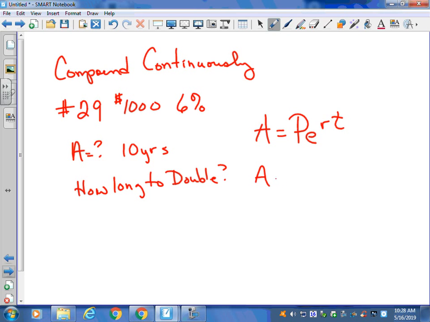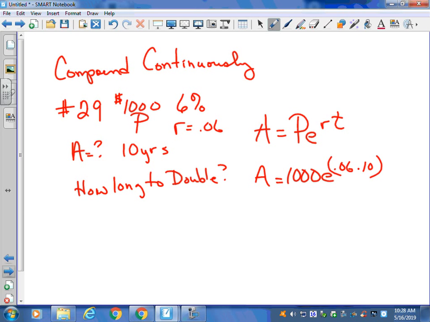So to begin with, I have $1,000 for P, because this is how much money I started with. That has to be P. Principal is always how much you start with. And R is going to be 0.06 for 6%, because you always move your decimal over 2 places. Now to get the first answer, that seems pretty easy, doesn't it? I just plug in T, and T will tell me how much money I had after 10 years.